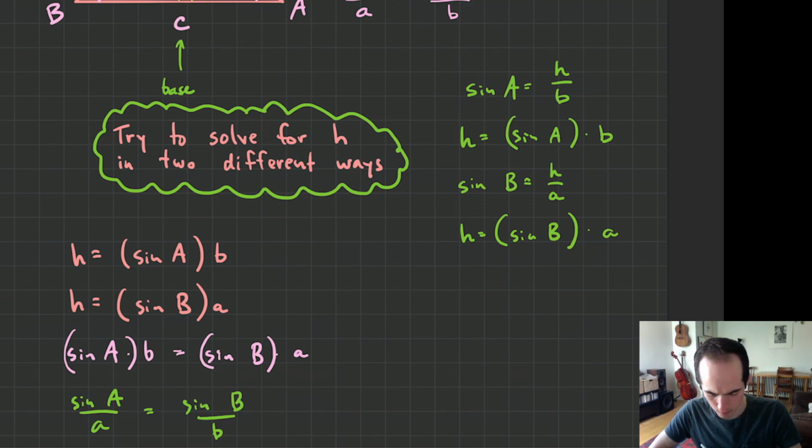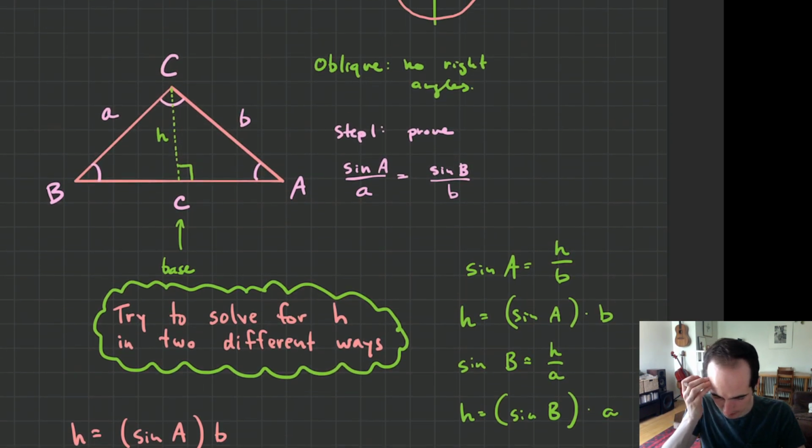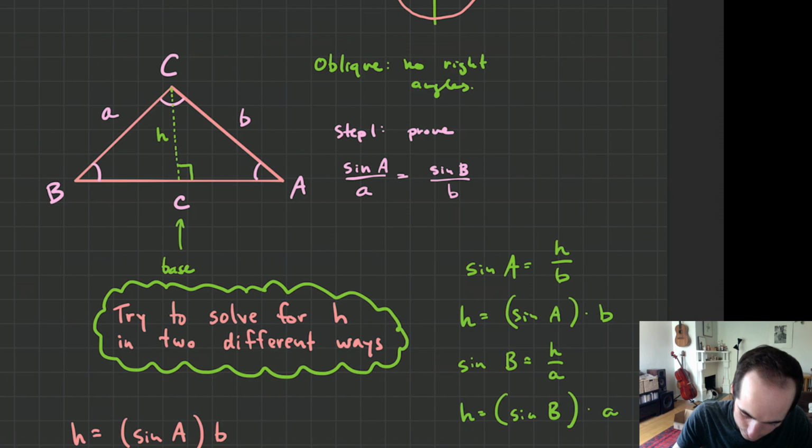Now, you might be saying, okay, well, what about sine of C over c? Well, that can be done very easily. So basically what we do there is we just erase this and we find a different height. So oopsies, that's too much. So I'm going to find a different height. So maybe I'll do this side over here as my base, like this.